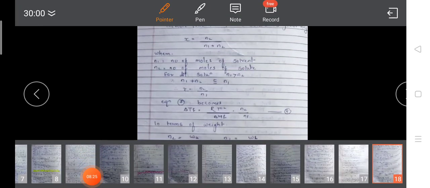Remember that ΔTb was there, and here it was ΔHv. Remember this, same things are there. For any given solvent, RT0²/ΔHf is constant. Therefore, this ΔTf, the depression in the freezing point, is directly proportional to the mole fraction of the solute and independent of the nature of the solute. Hence, it is a colligative property. Why is it a colligative property? Remember this reason always. Don't get confused about that.